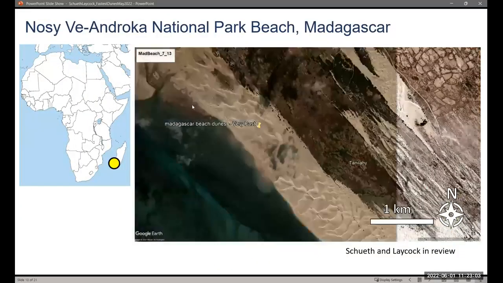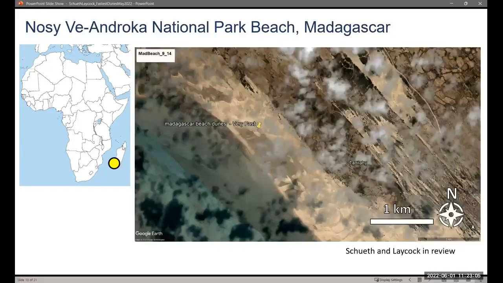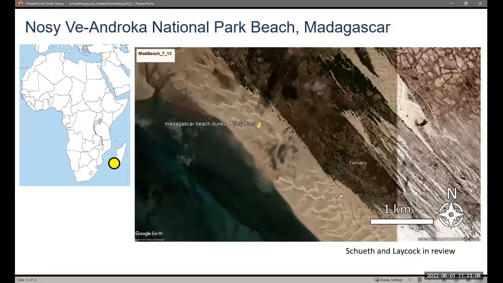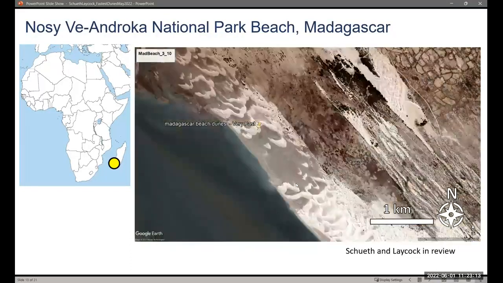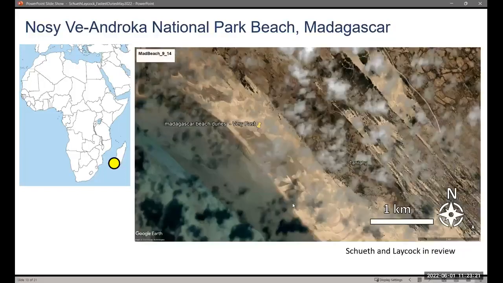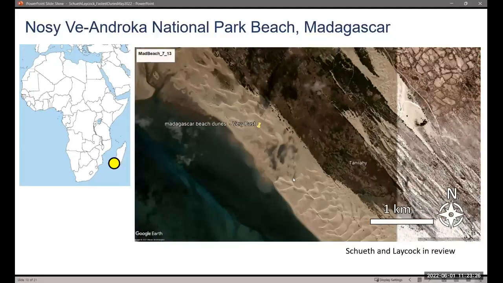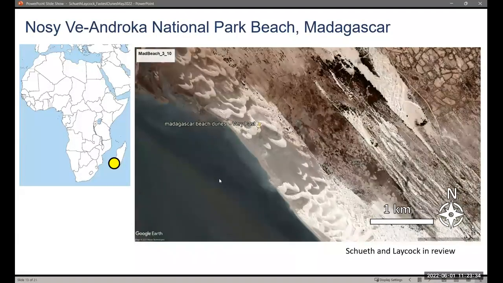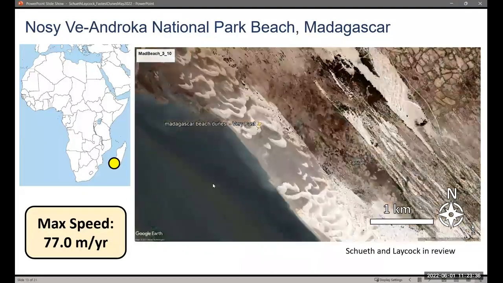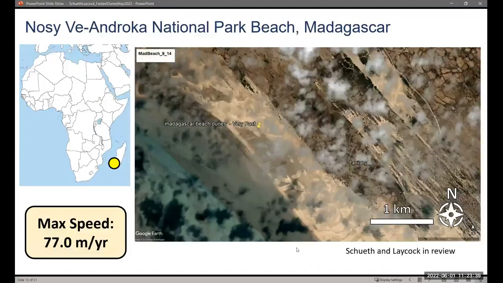The next are the Nosy Van Androka National Park beach dunes in southern Madagascar. These are just this narrow dune field right along the beach, and I'm showing several flips of the images through there. And you can see in the original notation of Google Earth that these were noted as being very fast, and in fact they are. I should also point out that this is interesting because you can see there's cloud cover in that last image, which does make measuring some of these dunes more difficult. So it's possible that this field had faster dunes that were covered up by the cloud cover and we failed to measure them. But the maximum speed here is 77 meters per year, which is pretty fast.